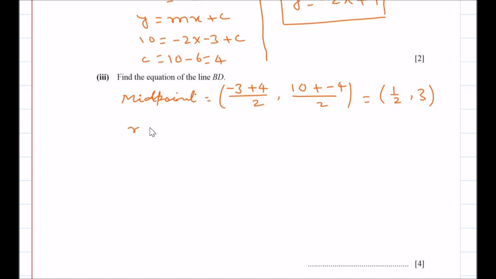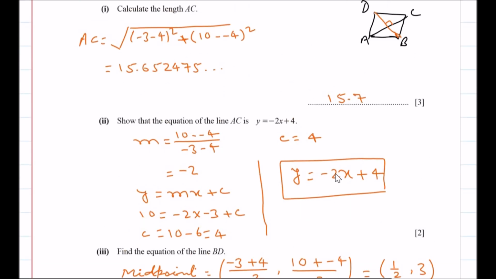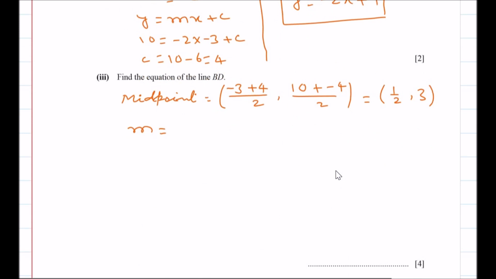Now we need gradient also. So gradient of perpendicular line is negative reciprocal of the given line. So gradient of AC is -2. So negative reciprocal of -2 will be 1 by 2, right?